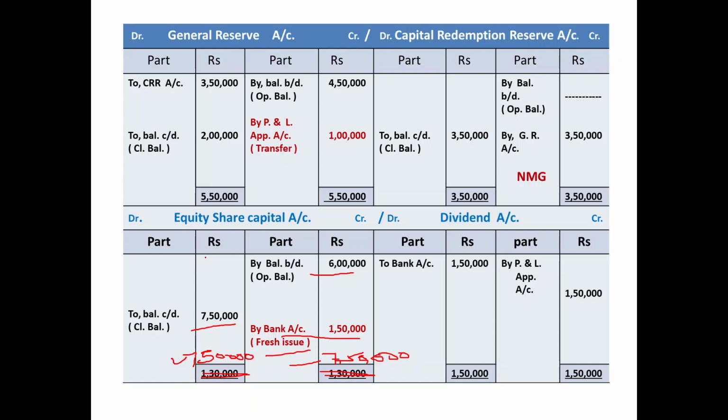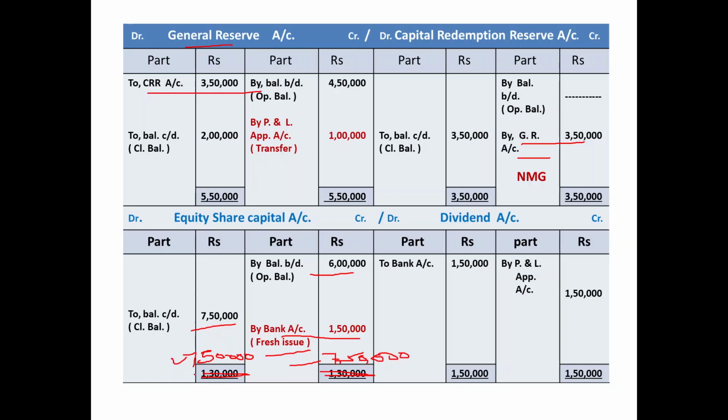Fourth journal entry, that is for the creation of CRR. General reserve account debited 3,50,000. This is the general reserve account. To CRR account credited 3,50,000. This was for the creation of CRR, fourth journal entry.